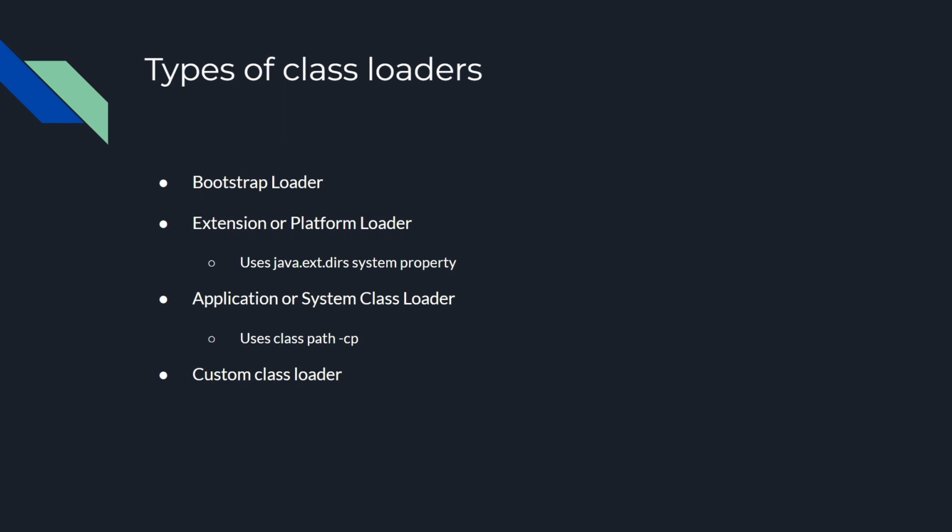Then comes the application class loader, which is also known as system class loader. This class loader is responsible for loading the application classes. The class files or Java files that we write, these class files are loaded by the application class loader. If we talk about the application or system class loader, how does it find the classes that it needs to load? How does it know the classes that were developed by us?